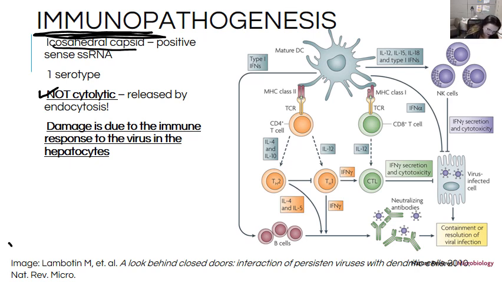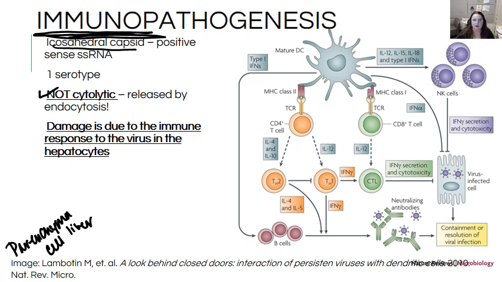Its main target is going to be the parenchyma cells of the liver, so basically hepatocytes. And the virus is going to replicate in the hepatocytes and Kupffer cells. The virus produced in these cells is then released into the bile and from there into the stool. So that's part of why we get this fecal-oral route.